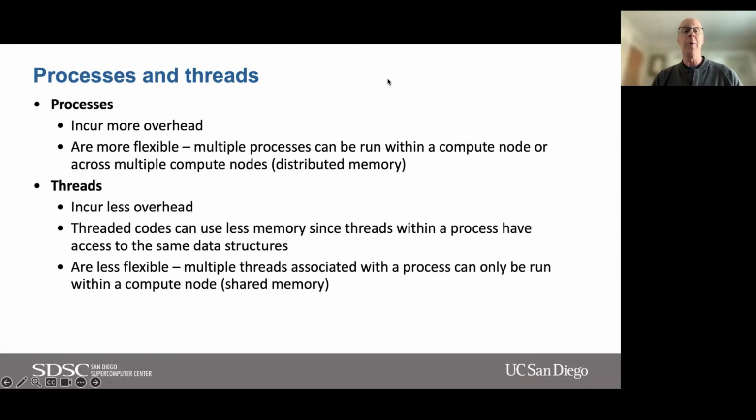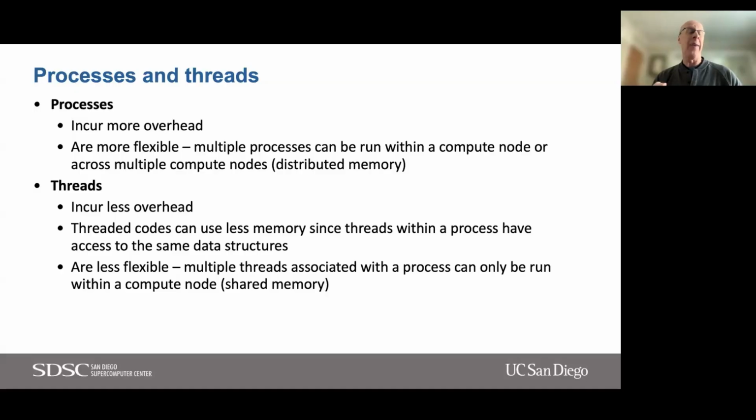Okay, talking a little bit more about threads and processes, they each have their advantages and disadvantages. So a process is going to incur more overhead, again, thinking of a process as an instance of a program, but they're also more flexible. We can run multiple processes within a compute node, or we can write parallel applications involving multiple processes that span multiple compute nodes. And this is what we call distributed memory parallel computing.